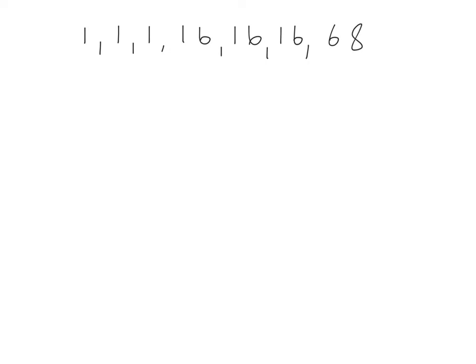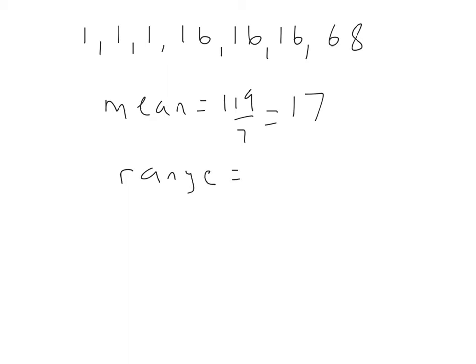And the total of those numbers is 119, and 119 divided by 7 is 17. So the range is 67, but the range is a little bit misleading, because all the range does is look at the smallest number and the biggest number and find the difference between them. What we're looking at in this video is a measure of spread that takes account of every single number, and this measure of spread is called the standard deviation.